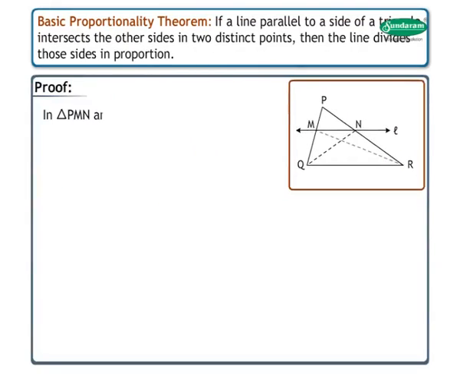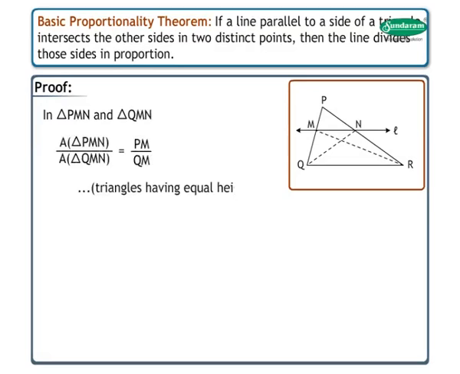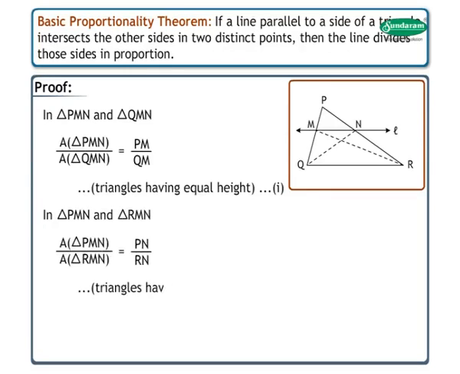Proof: in triangle PMN and triangle QMN, area of triangle PMN upon area of triangle QMN is equal to PM upon QM, as they are the triangles having equal heights. Let us mark this statement as 1. In triangle PMN and triangle RMN, area of triangle PMN upon area of triangle RMN is equal to PN upon RN, as they are the triangles having equal heights. Let us mark this statement as 2.